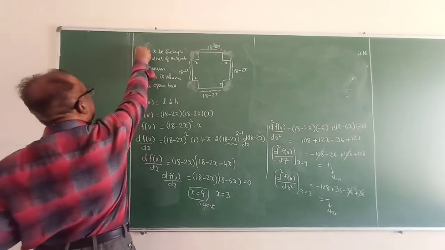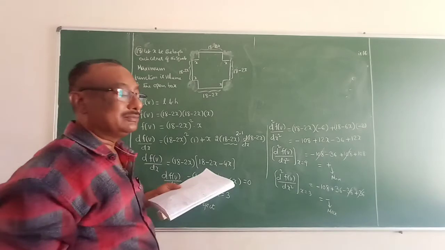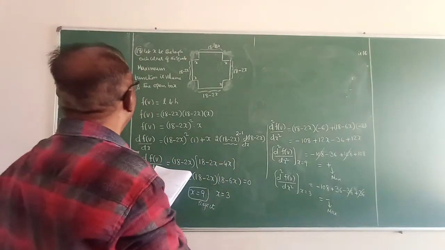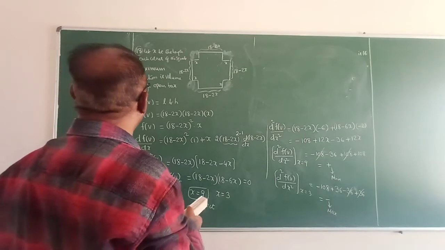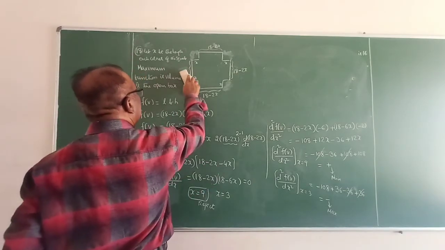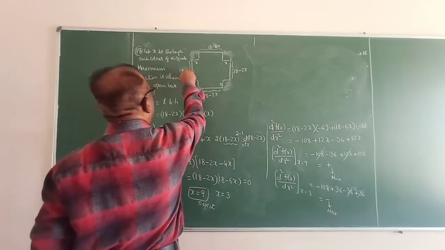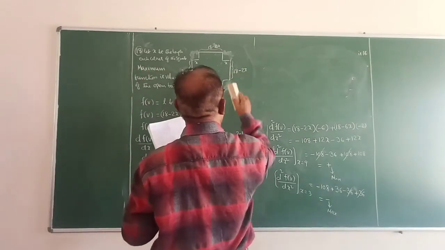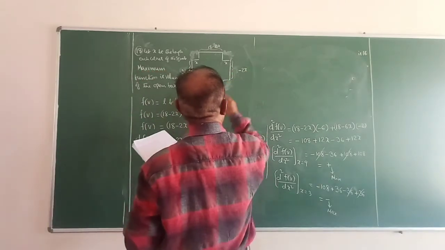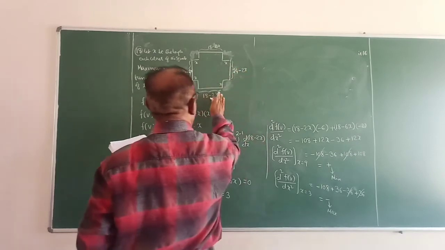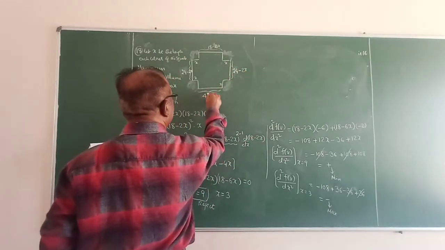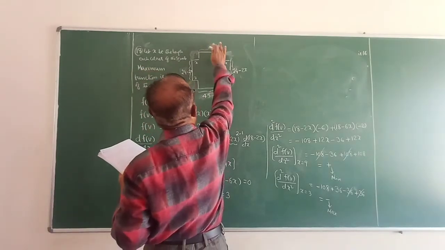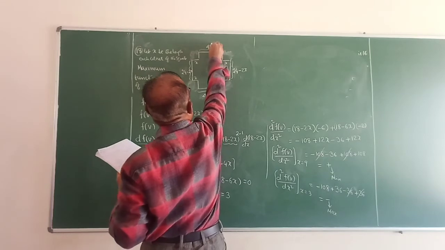18th problem. Let x be the side of each corner square. The function to maximize is the volume of the open box. The breadth is 24 minus 2x, here also 24 minus 2x. The length is 45 minus 2x, here also 45 minus 2x. This is the rectangle.